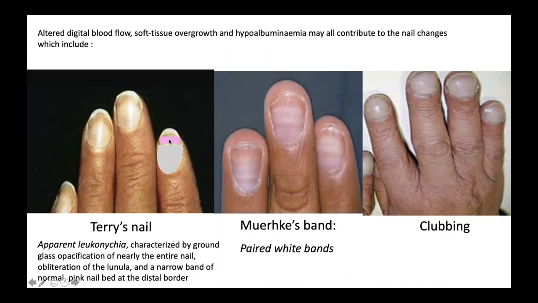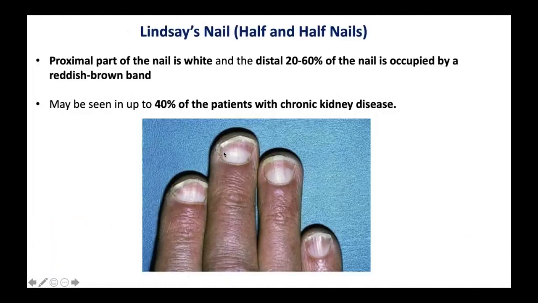While here, only the distal narrow pink part was remaining, and the rest had a ground glass opacification because of apparent leukonychia. Here, only the proximal part of the nail that is white is approximately 50%. That is why we call them half and half nails.